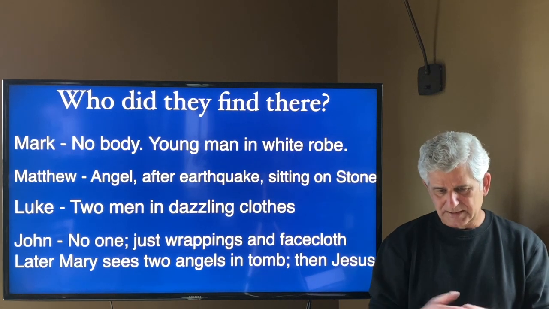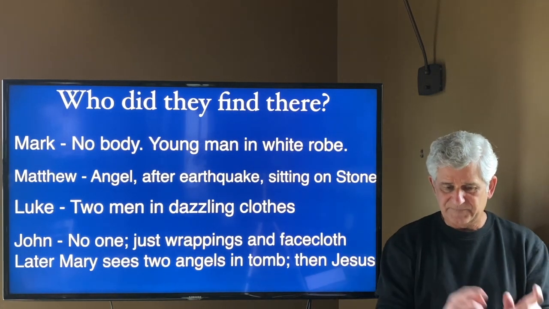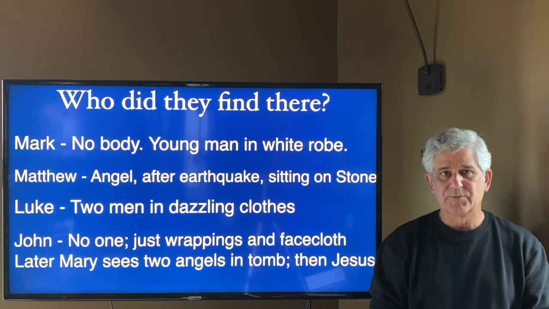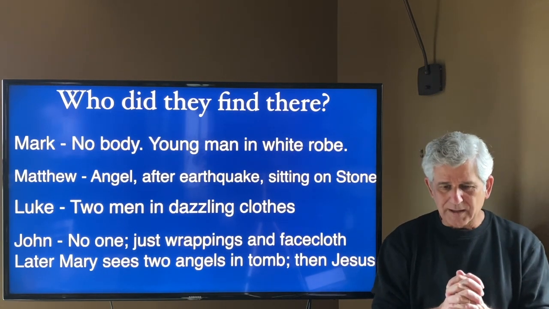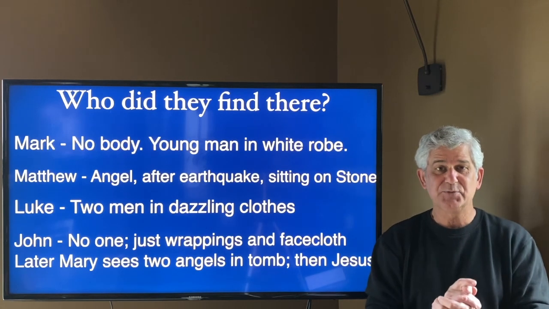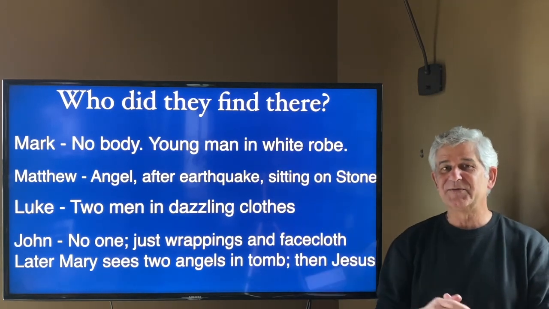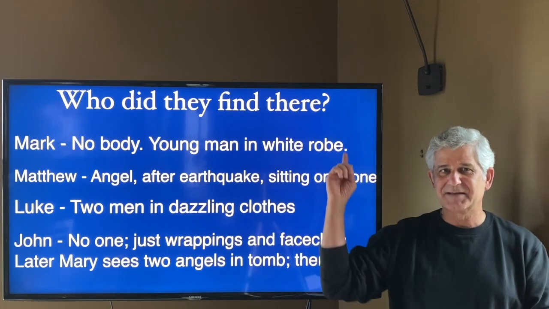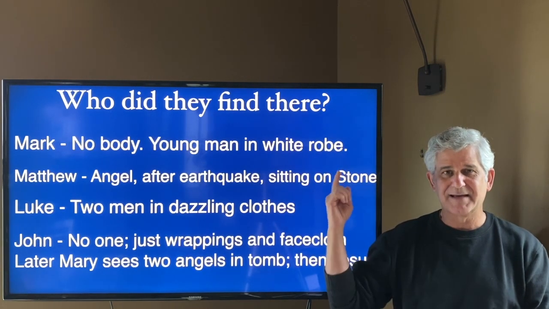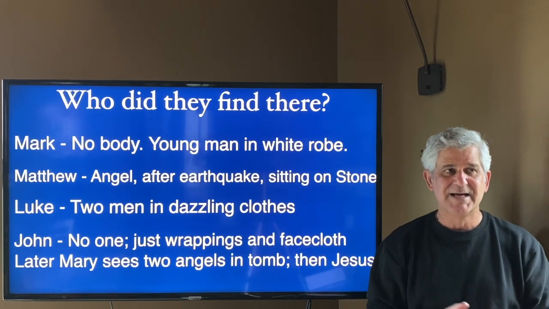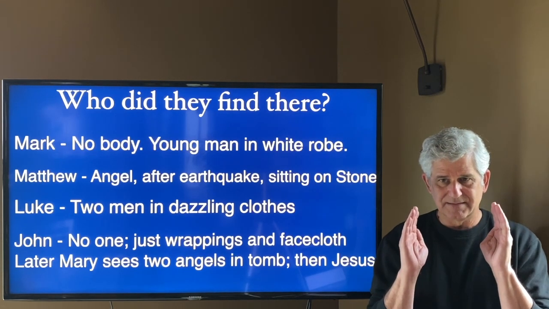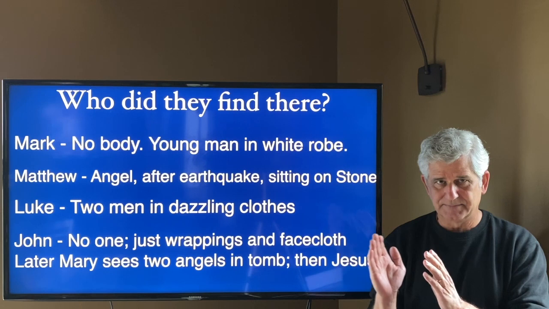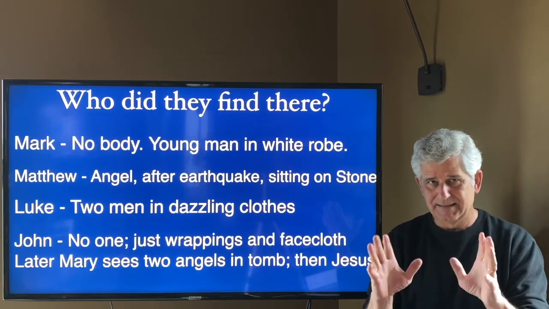And then in John, there's no one in there. There are the wrappings. There's the face cloth. Later, when Mary comes back, she sees two angels in the tomb. So, what exactly did they find there? Take your pick. There's some divine presence, it would seem, if that's how we can read the young man in a white robe and the two men in dazzling clothes. There's no body. That is the consistent theme. No body. Not nobody, but no body in the tomb.